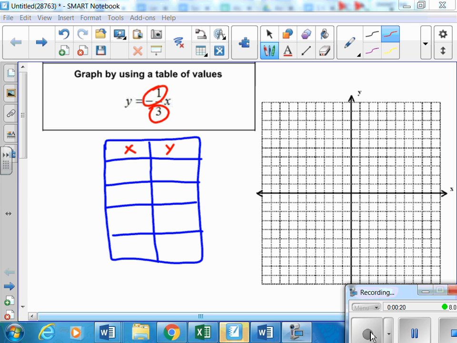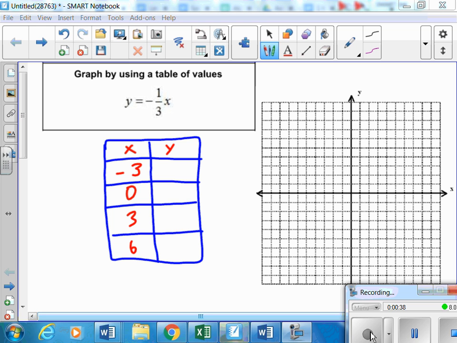And since I'm dividing by 3, it'd be easier to plug in numbers that are divisible by 3. That way we have whole number integers as ordered pairs. So I'm going to plug in -3, 0, 3, and 6.